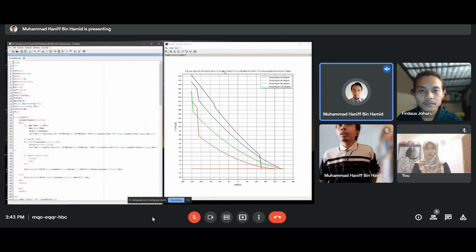So the result for the black line is the firing angle at 30 degrees, the blue line for 60 degrees, the green line for 90 degrees firing angle, and the cyan line for 120 degrees.